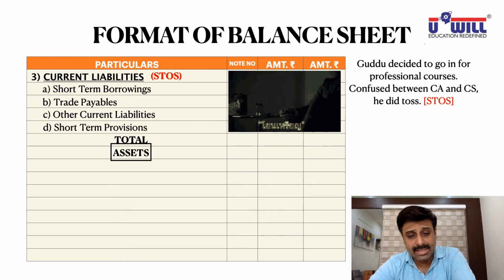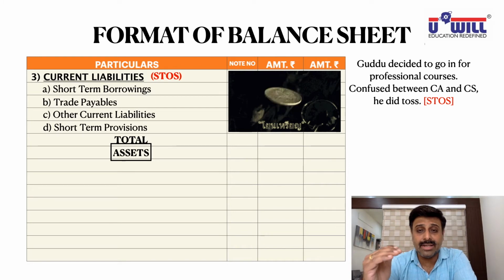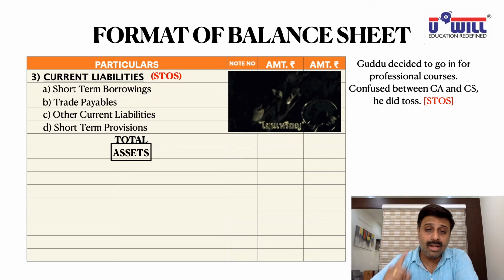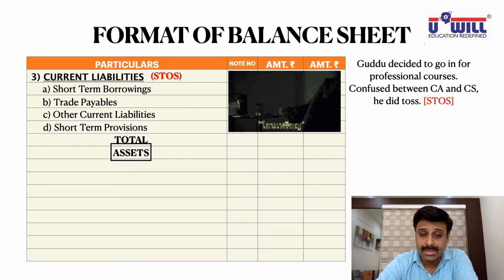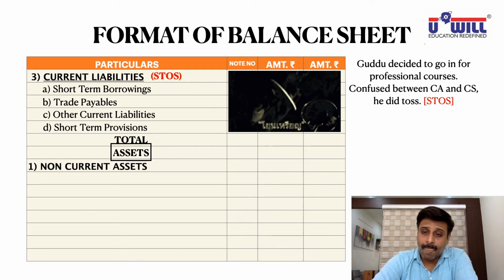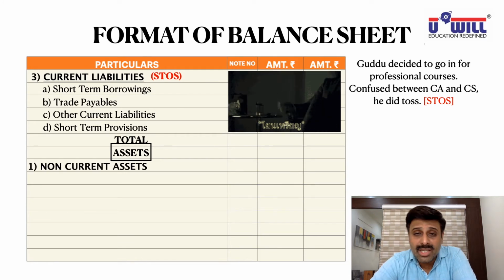Now we take up the asset side. We have already seen in the chart in the beginning that there are two assets we have to write, mainly non-current assets and current assets. So non-current assets. Now, Guddu decided to do CA.